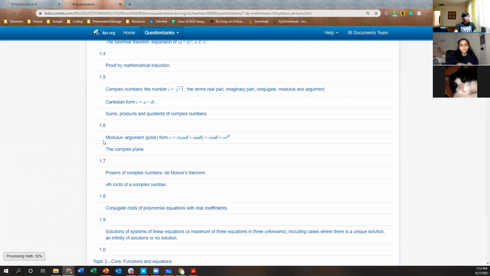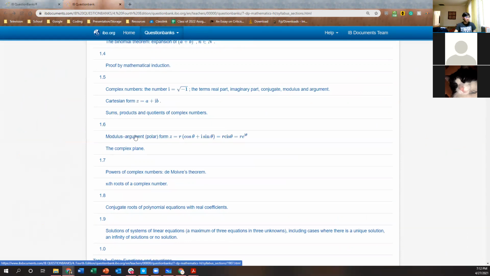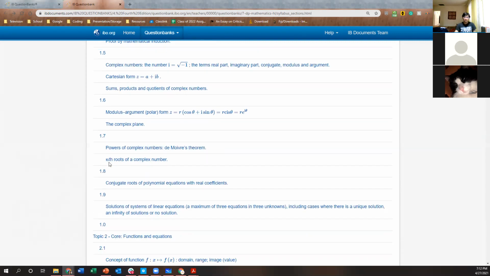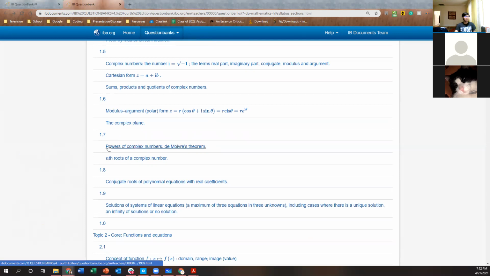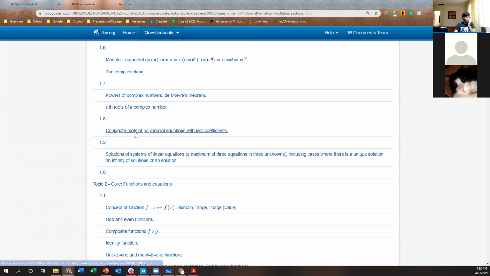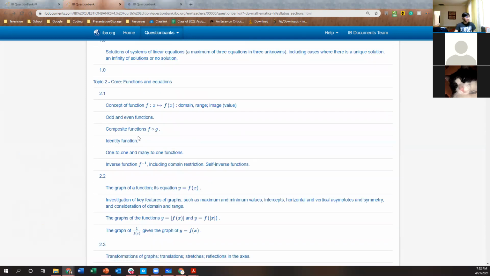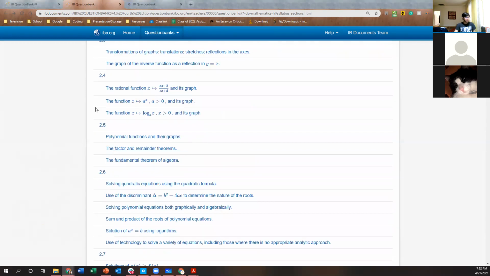Sure. I think I'm going to skip over 1.6 as well, just because we did an example with Modulus-Argument form. We've been using that when we were doing the cube root, so I don't think we need to re-go through that. And looking at the time, I want to make sure I don't spend too much time on stuff that you know how to do. Powers of complex numbers, de Moivre's theorem. We've done nth roots. We've done essentially this, so I don't want to repeat that. Conjugate roots of polynomial equations with real coefficients. I think that would be a good one to practice. So we'll do something from that next. And then for sure, we want to make sure to do something from the polynomials, right? So we're going to go to polynomials here.